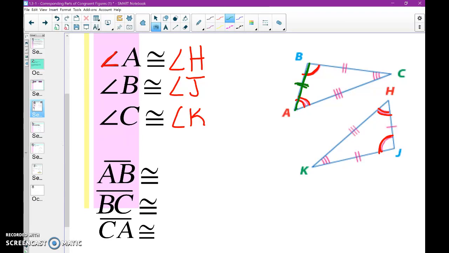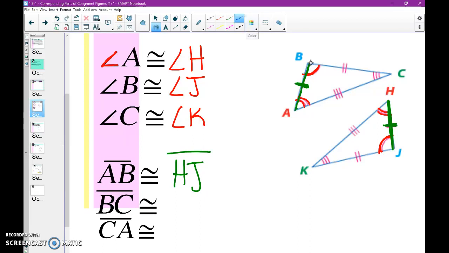And then we've got this tick mark in the middle. The side that has the same tick mark is over here, HJ. So AB is congruent to HJ, just like that. And it is HJ because A matches with H. Remember our letters up here. And B matches with J, so I do need to put it in that order.